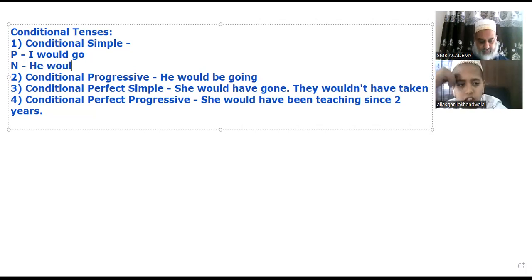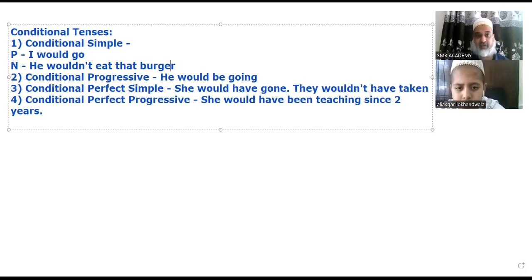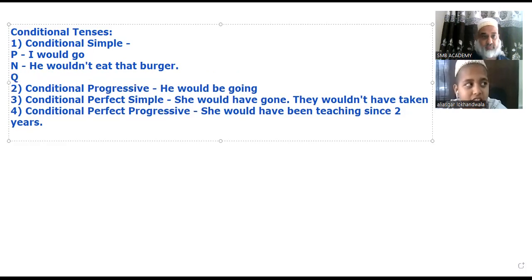What would be negative? I would not go. He would not. He wouldn't go. He wouldn't eat that burger. Right now? What is the meaning in Hindi? He wouldn't eat that burger. मतलब उसने बर्गर नहीं खाया रहता. उसने नहीं खाया, खाएगा. खा रहता. पॉजिटिव है ना, नहीं खाएगा वो, है ना, फ्यूचर है.